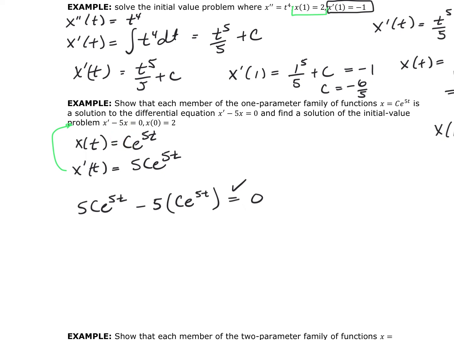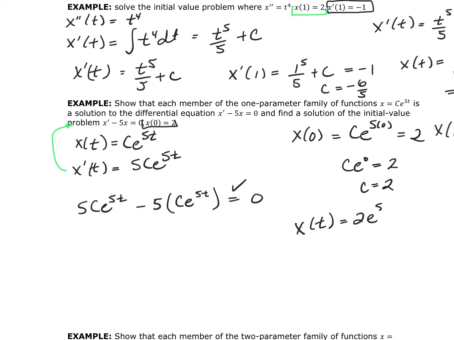Now, we want to find a particular family member. In other words, I'm trying to figure out what the c is, and the way I'm going to do that is I'm going to use the initial value. Now, this is different. I'm not going to have to integrate. I know the output is 2. So I know x of 0 is equal to ce raised to the 5 multiplied by 0, which also equals 2. So ce to the 0 is equal to 2. Well, e to 0 is 1, so c is equal to 2. So the family member that I am chasing, x of t, is 2e to the 5t.